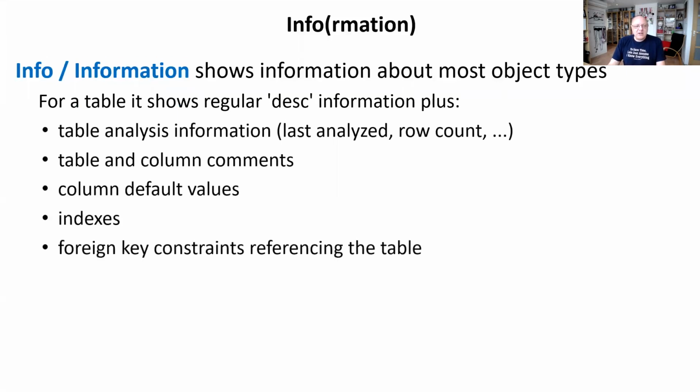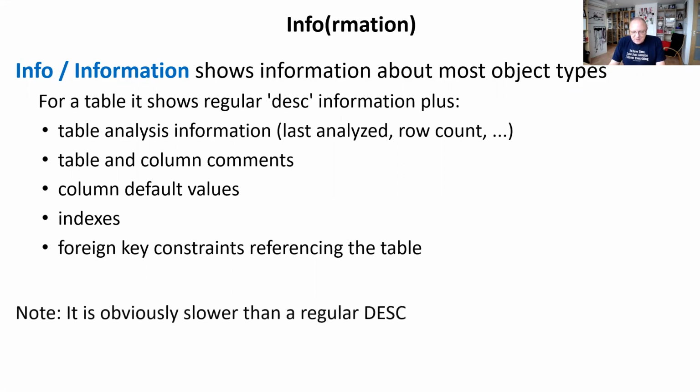This is what you get: table analysis information, column comments, default values, indexes, foreign keys referencing the table. Note that it is obviously slower. A simple desc has a lot less information to get from the repository, so it takes more time to get the information for info than for desc.